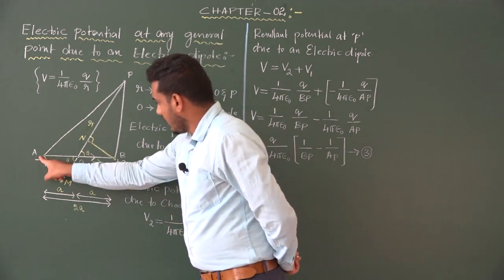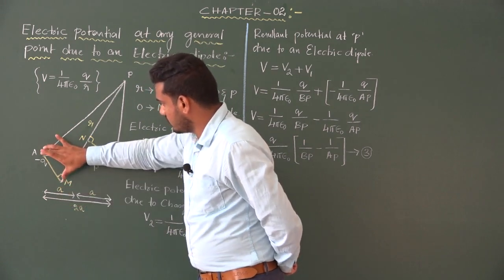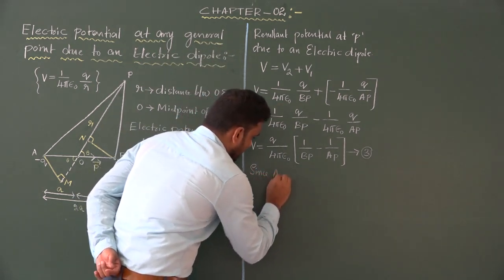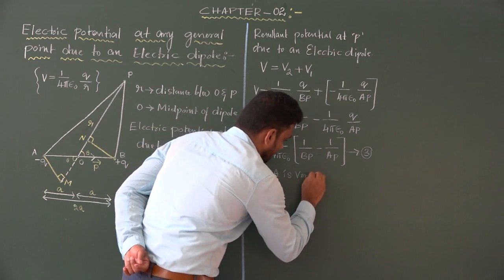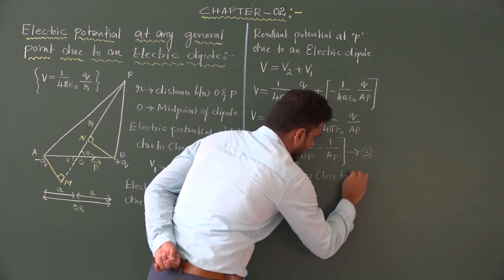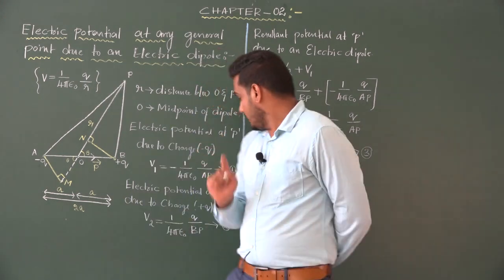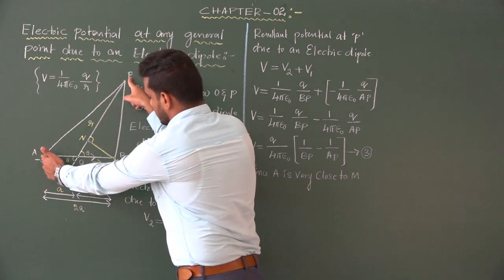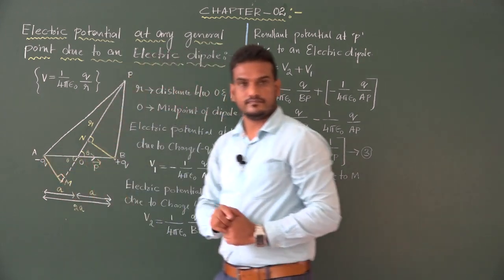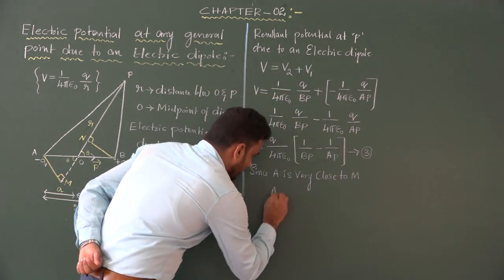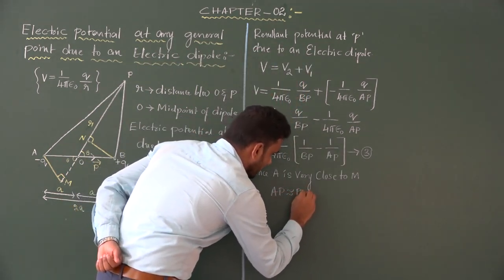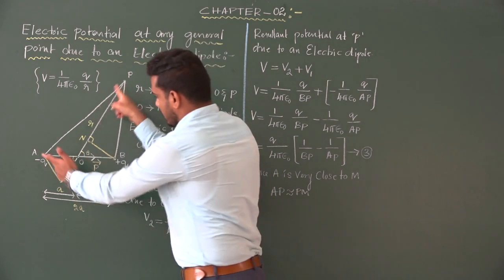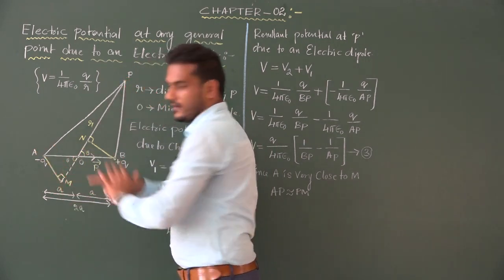Look at this diagram. Here A and M both are very close to each other. Since A is very close to M, we can say AP is approximately equal to PM. So I will write here AP approximately equal to PM.